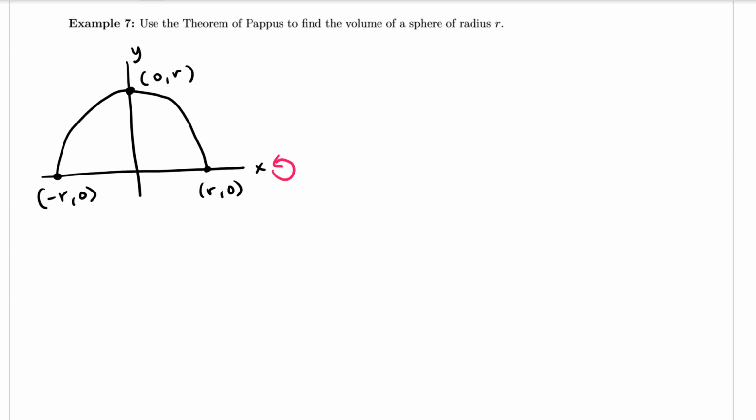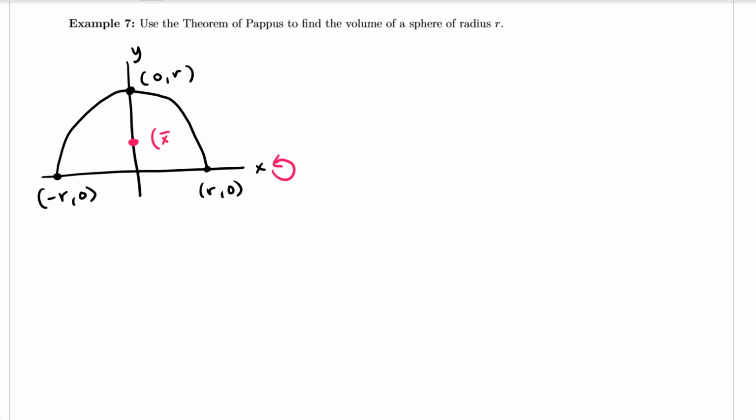Now, if I want to think about the centroid of this half-circle region, I know something about the centroid without doing any calculation. Because our semicircle is symmetric about the y-axis by the symmetry principle, we know that the centroid lies on the y-axis. And because our semicircle has more mass on the bottom, it would be below the halfway mark between 0 and r. So I'm just going to estimate that our centroid is about right there.